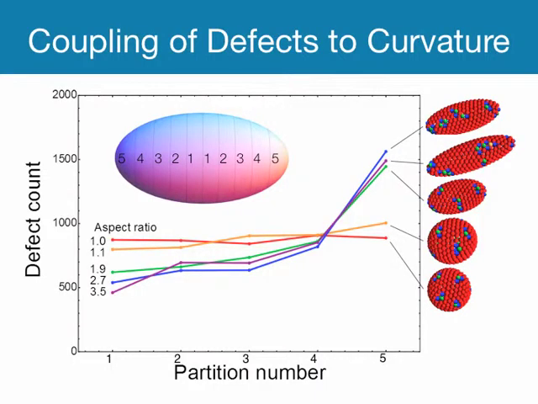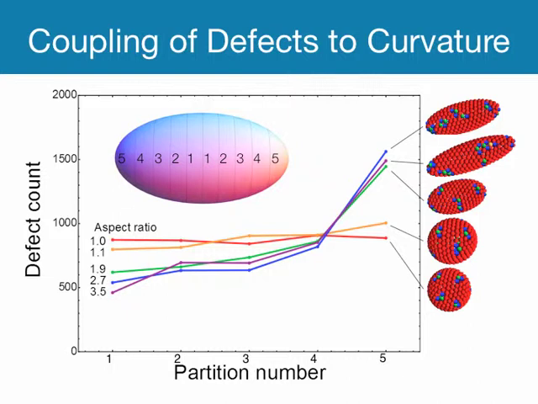So the first thing we look at is how defects couple to curvature. We do this by splitting the spheroids into equal area sections, as is illustrated here, and we count the number of defects in each section. And so we sum the results over many configurations, including configurations of different particle number. So displayed here are the results for varying aspect ratio.